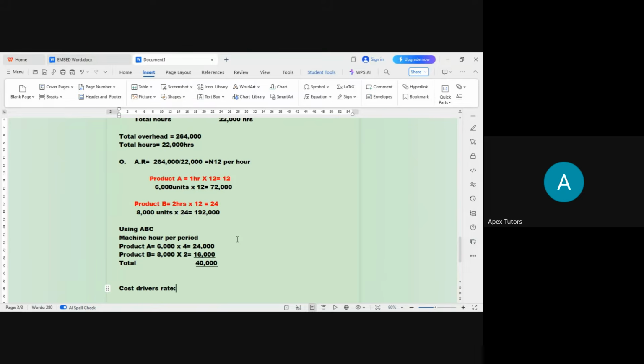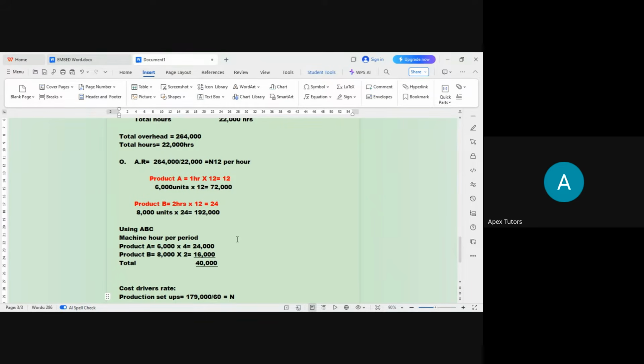Cost driver rate. Now, production setup. For those that have solved that question, it is what you've known, but the fact that they put it in a table, they're trying to determine what you know, but you're following what they've solved there. So it can be very confusing. So 179,000 divided by 60, you have what?